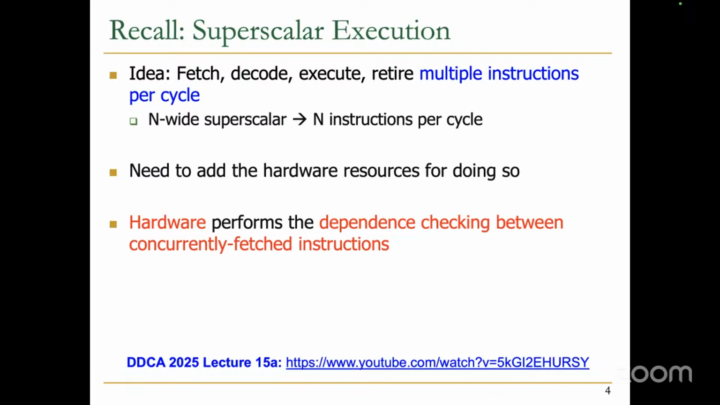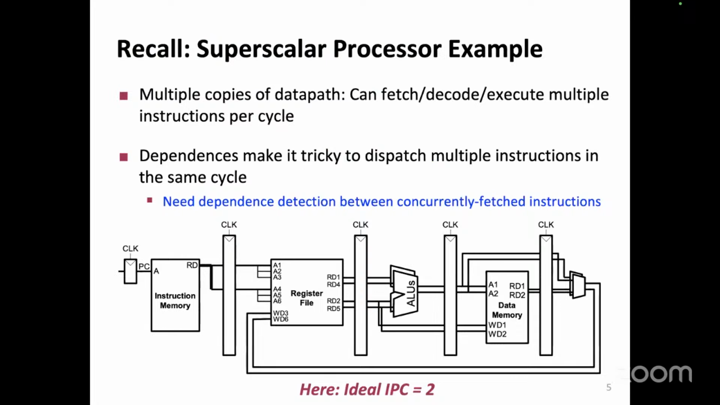And you also need to, in hardware, do dependence checking across those concurrently fetched instructions. Remember, we were doing dependence checking horizontally in the pipeline if you have single instruction, if you're fetching, decoding, executing single instruction. If you're fetching, decoding, executing multiple instructions in a given cycle, you need to also do dependence checking vertically. So dependence checking needs to happen both horizontally in the pipeline and also vertically in the same cycle, which makes the design much more complex. Today, we're going to have a solution to it with a different paradigm. But these are also slides that you have seen in lecture 15A.